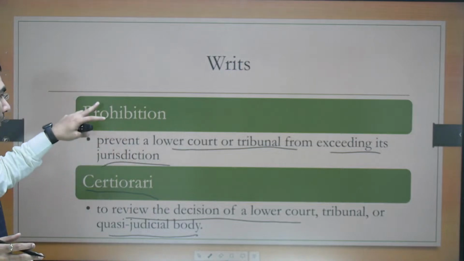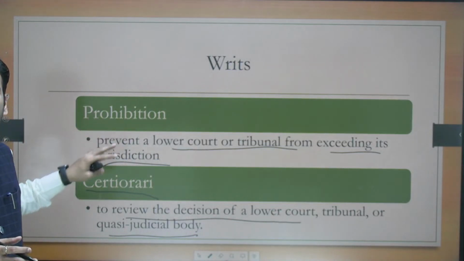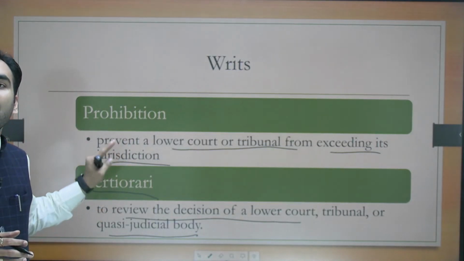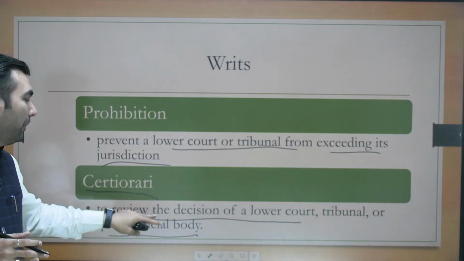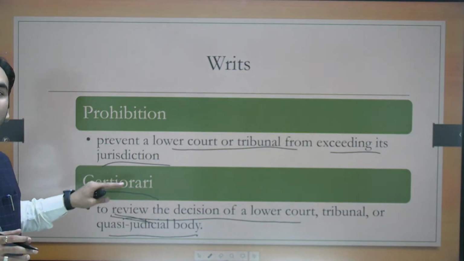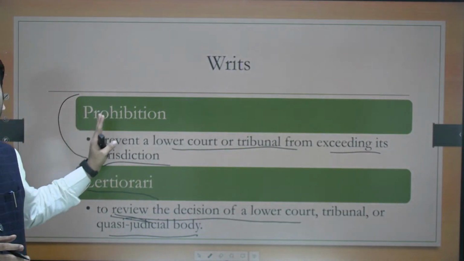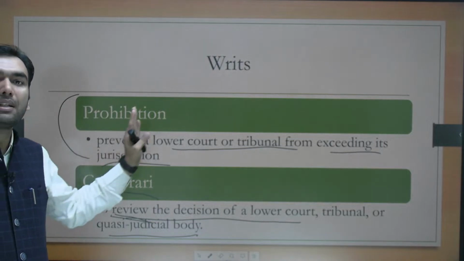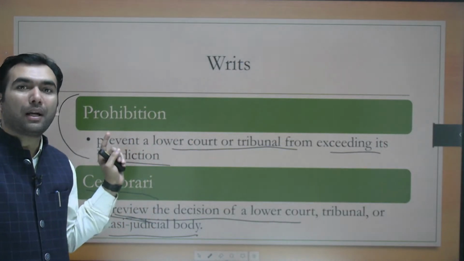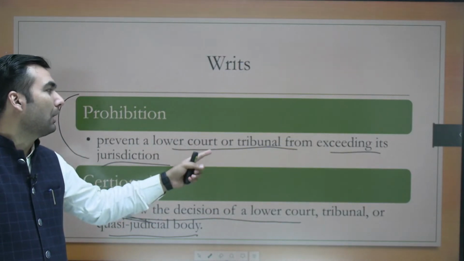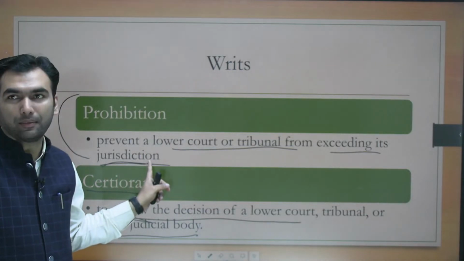So the only difference between prohibition and certiorari is that in certiorari there is an element of certification, an element of reviewing. The order has already been delivered, whereas in prohibition the order has not been delivered, the matter is still sub judice, but you feel that the court or tribunal is exceeding its jurisdiction.